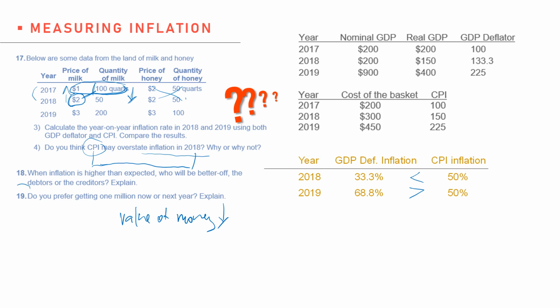Quite similar to this situation, getting 1 million now or next year, which one will you prefer? It depends on the existence of inflation. If there is inflation, for sure the same amount of money in the future will have less value. That is why, because of inflation, getting 1 million now will be better than getting 1 million next year.